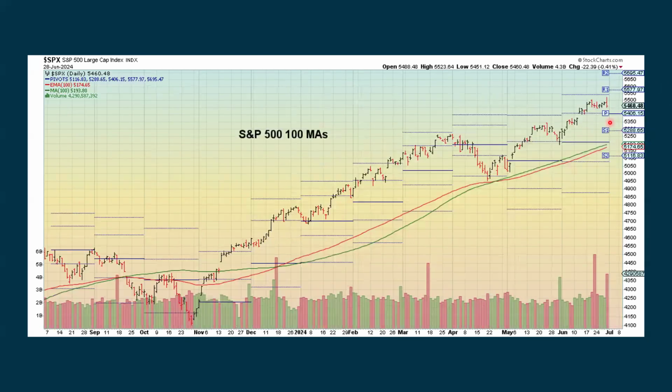The same thing is true with the 100. If we break the 50, we really see more of a substantial decline at some point. Then the next area we'll be watching is the 100 period moving averages.